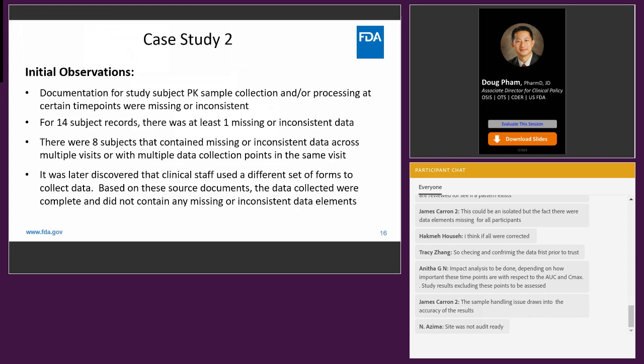However, and here's the big caveat, it was later discovered that the clinical staff actually used a different set of forms to collect the data. It would seem that the missing or inconsistent data on the sponsor or CRO provided forms were due to transcription errors when transferring info from the original source documents. The original forms did not contain any missing or inconsistent data elements.